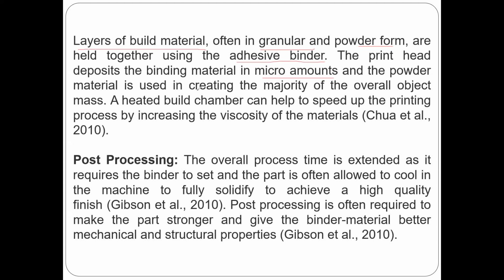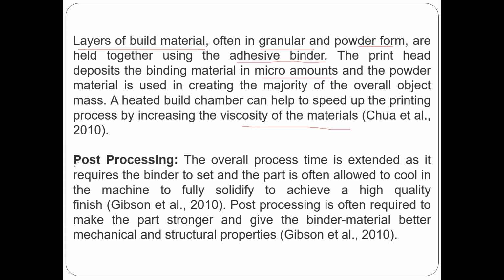And the powder material is used in creating the majority of the overall object. A heated build chamber can help to speed up the printing process by increasing the viscosity of the material. So generally, the chamber where this process happens is temperature controlled, or it can be operated at higher temperature that facilitates the process by increasing the viscosity of the powder material.